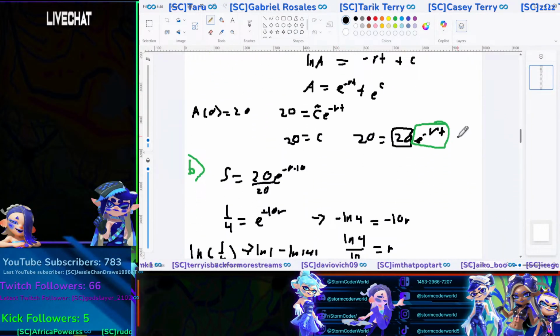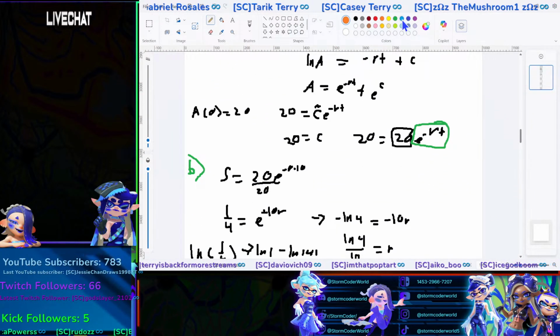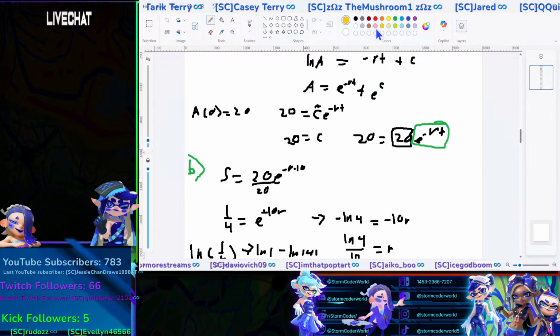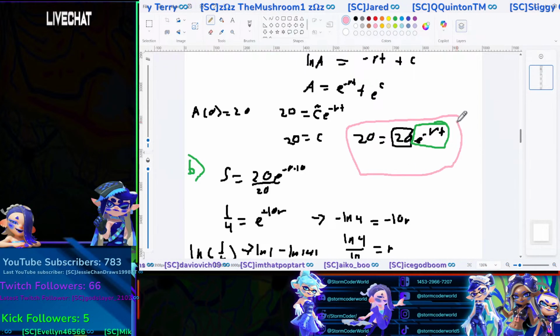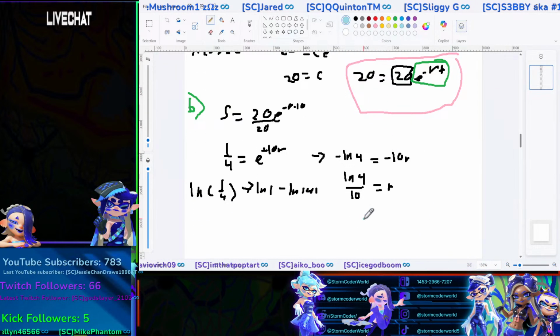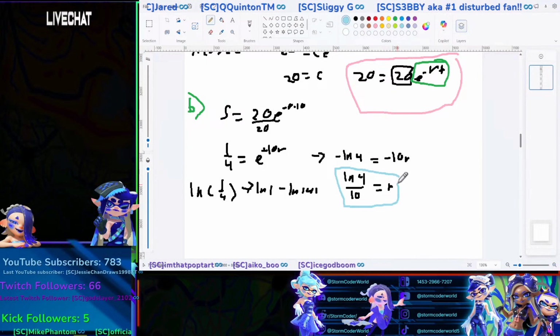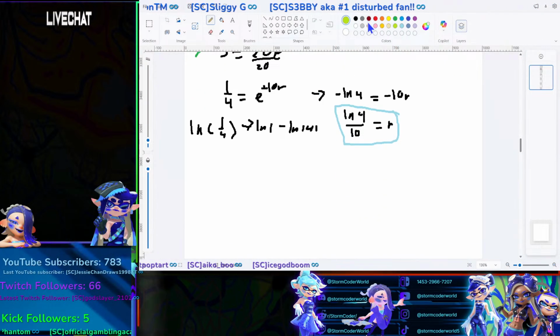So I have part A, which I'll highlight with its pink color. That's my answer for part A. And then for part B, this is my answer. All right, on to the next one.